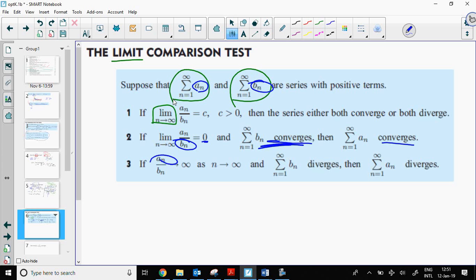So in this case, b sub n is smaller. And if b sub n diverges, well, it's a smaller sequence. So therefore, the series of a sub n has to also diverge. Okay, the third option is that we might get some constant number out.